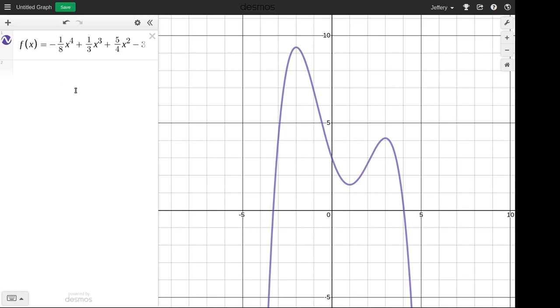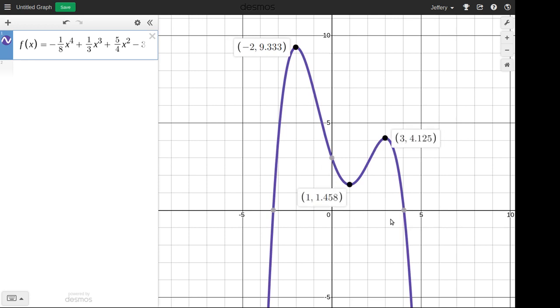Now this is a 4th degree polynomial, so it has at the most 3 turning points, and there's 1, there's 2, and there's 3. And so by using Desmos and clicking on those points, I can actually answer the question where it says approximate the coordinates of the turning points. And how many decimal places did they want here? Well, we can give it to 3 decimal places because that's what Desmos is doing. Negative 2 comma 9.333, 1 comma 1.458, and 3 comma 4.125.